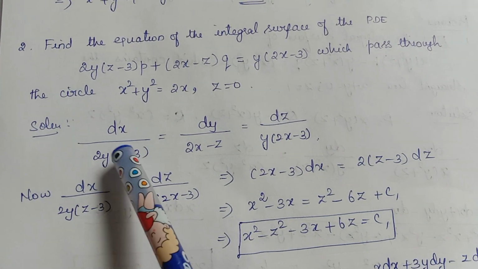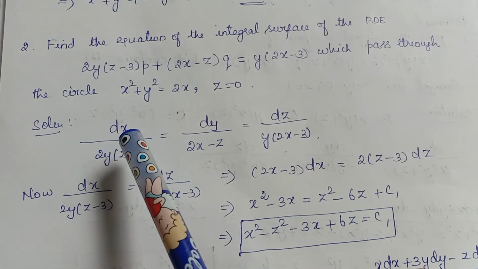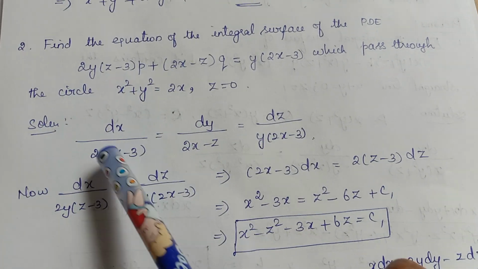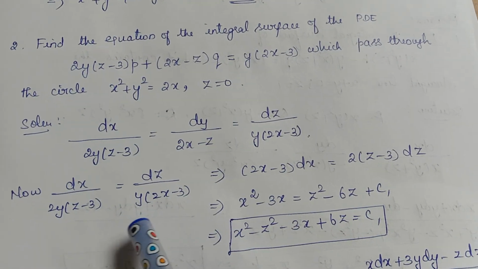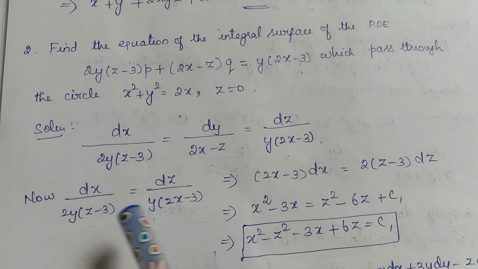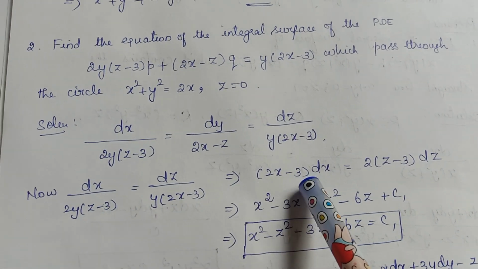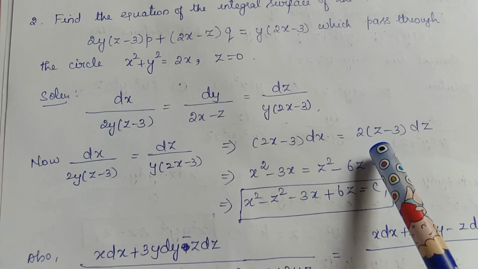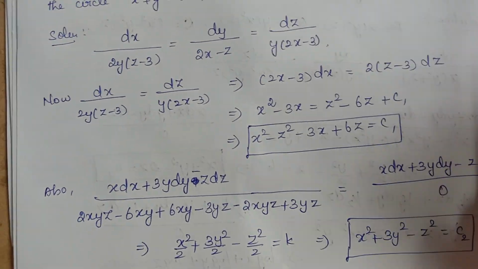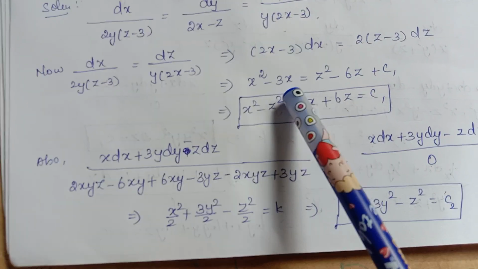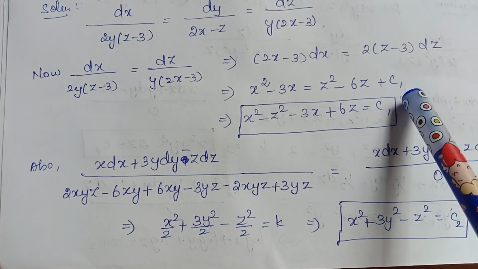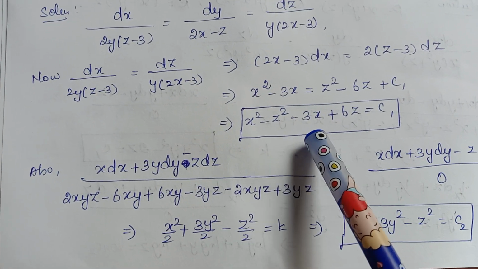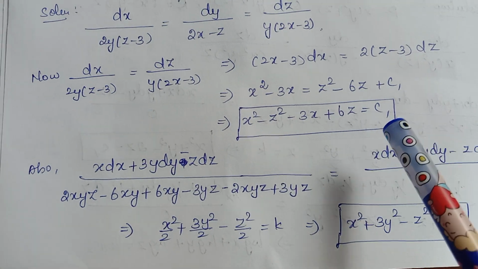Now look, first let me take dx and dz. Here I have y terms, so that y gets cancelled, and I get purely x and z terms. By taking these two terms, I am getting (2x minus 3)dx equal to 2(z minus 3)dz. If you integrate, what do you get? x square minus 3x equal to z square minus 6z plus c1, or simply x square minus z square minus 3x plus 6z equal to c1.